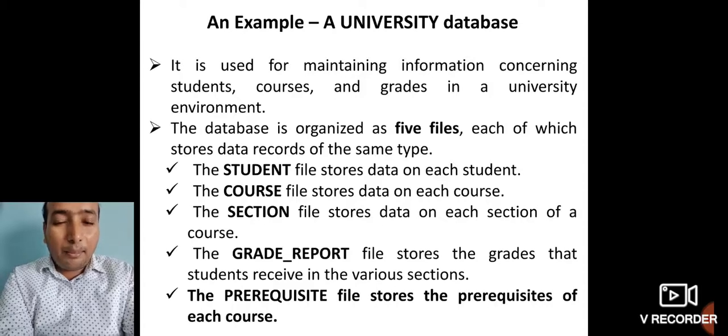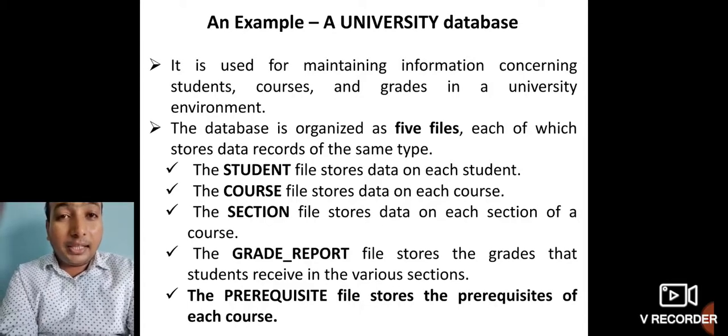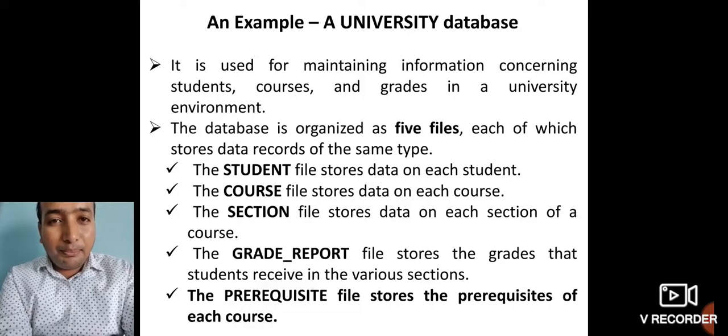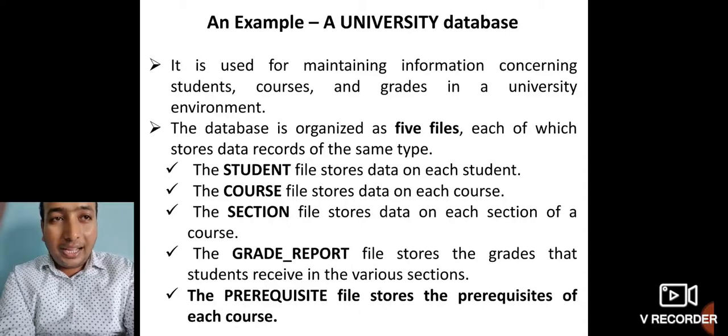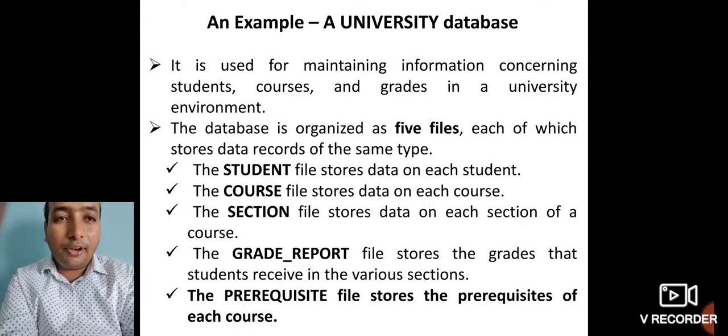So now we will take a sample university database and understand how we can create a simple university database, what different things it should have, and how they can be used in our processing. A university database is normally used for maintaining information concerning students, courses, and grades in a university environment, or even something related to your colleges, your NSS, and different activities. For our reference, in this session we'll take only 5 files.